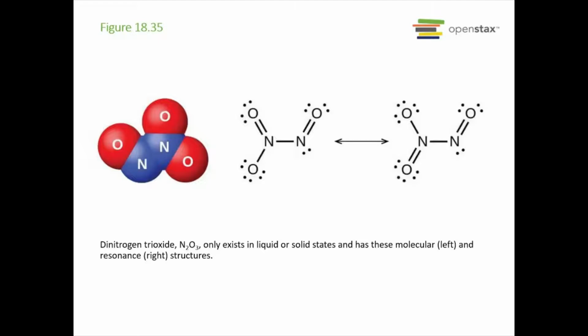And this is dinitrogen trioxide. And this, again, only exists in the liquid or solid states. And then you can see the structures, you can see the resonance structures as well. You can see this double bond between this nitrogen and oxygen. It kind of goes back and forth between the two oxygens here. So the actual structure is kind of actually more of an average between those double bonds. It's kind of interesting. It's kind of shared there. That's the best way to describe resonance.